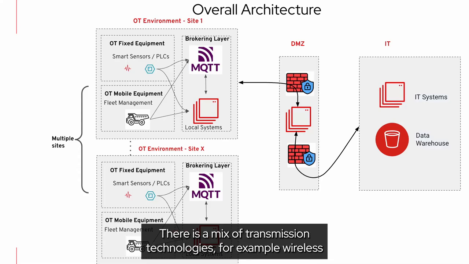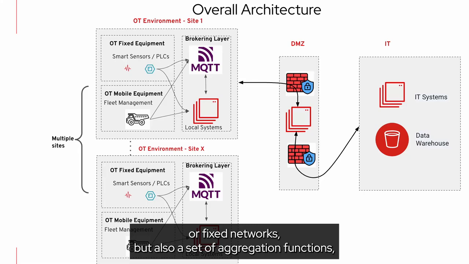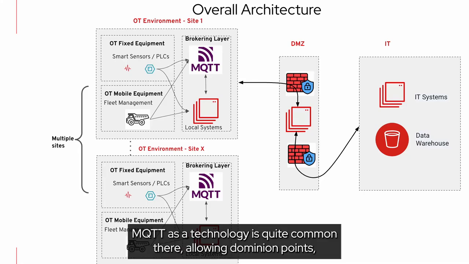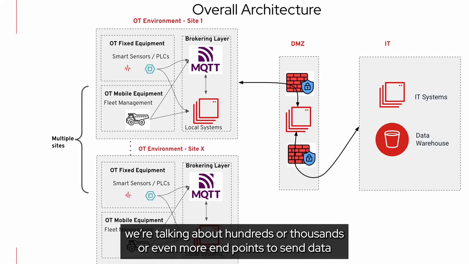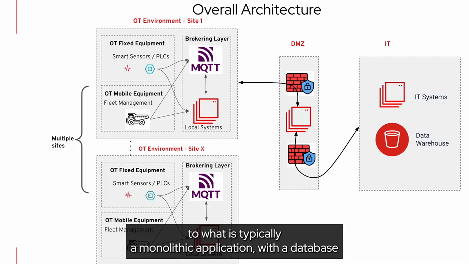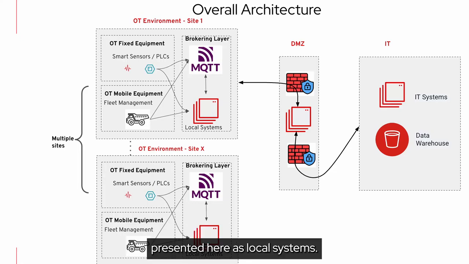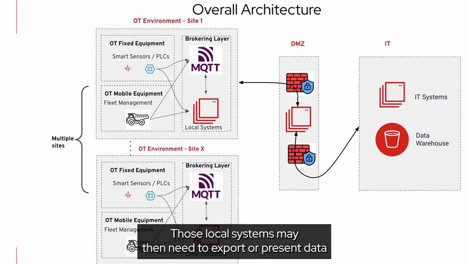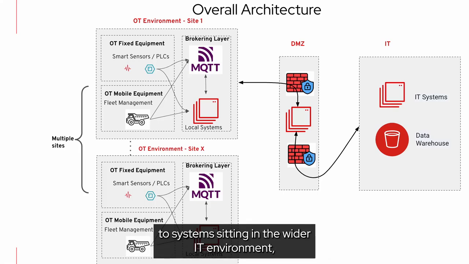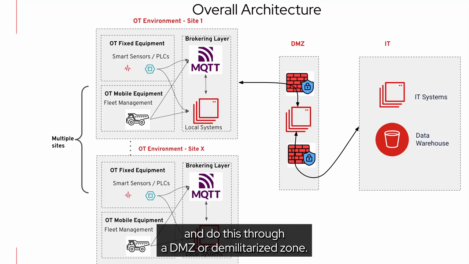There is a mix of transmission technologies, for example, wireless or fixed networks, but also a set of aggregation functions. MQTT as a technology is quite common there, allowing the many endpoints, we're talking about hundreds or thousands or even more, to send the data to what's typically a monolithic application with a database, presented here as local systems. Those local systems may then need to export or present data to systems sitting in the wider IT environment, and do this through a DMZ or demilitarized zone.